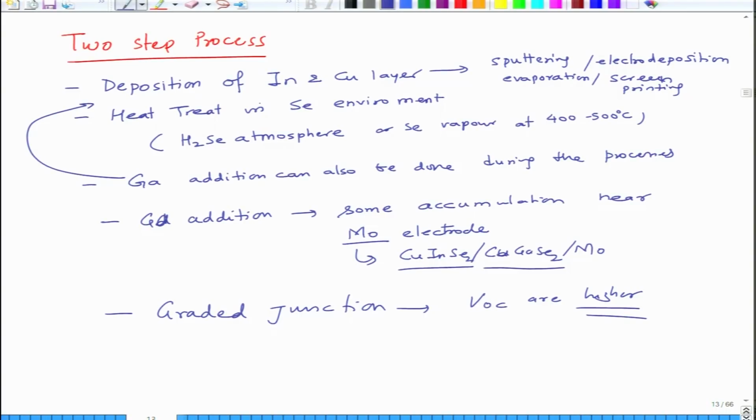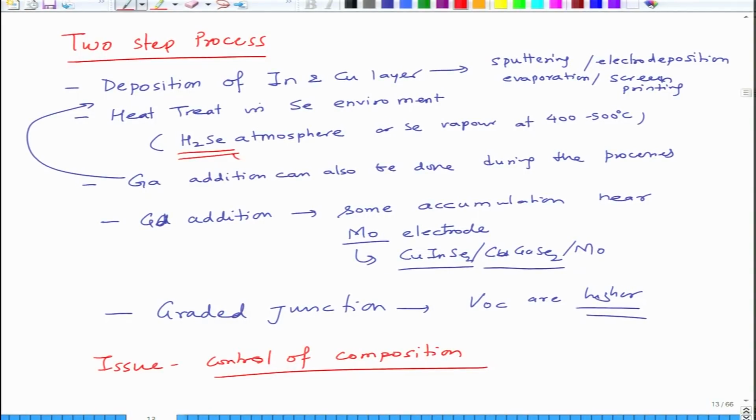The problem with this is since you deposit these things together, the control of composition is an issue, as compared to evaporation, where you can evaporate independently and control the evaporation rate, and hence the composition. And also this H2Se is hazardous.